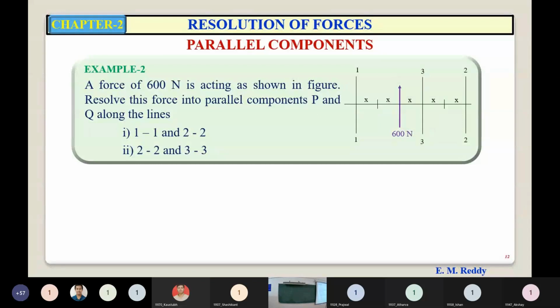Now second example in the parallel components. A force of 600 Newton is acting as shown in figure. Resolve this force into parallel components P and Q along the lines. There are two parts. In the first part, you have to resolve along the lines 1, 1 and 2, 2. And second part, along the lines 2, 2 and 3, 3.